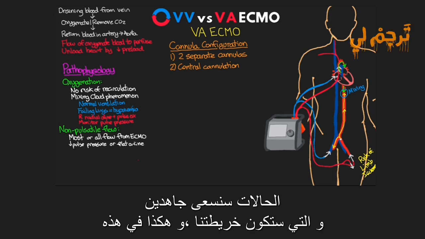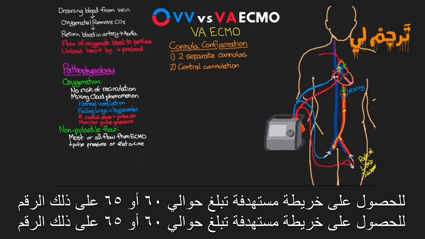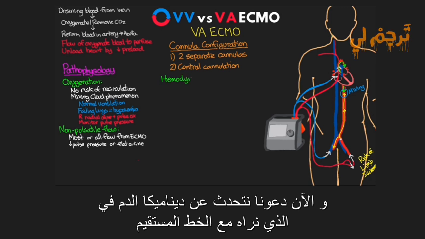And so in these cases, we're really going to be shooting for a target MAP of like 60 or 65 based on that number that we see with the flat A-line. And so now let's actually talk about the hemodynamics of VA ECMO.